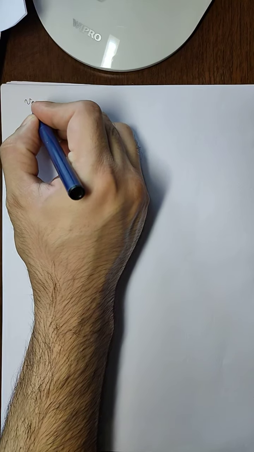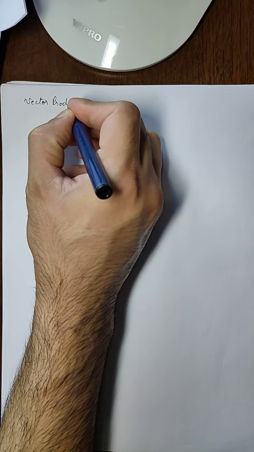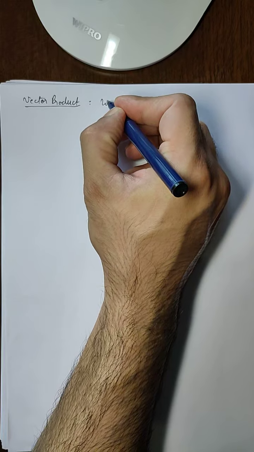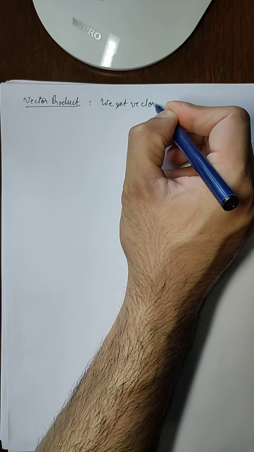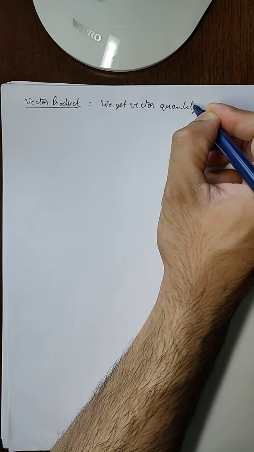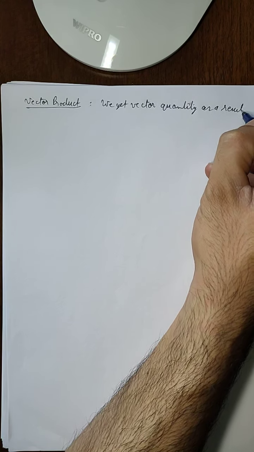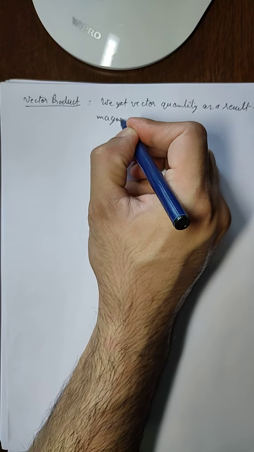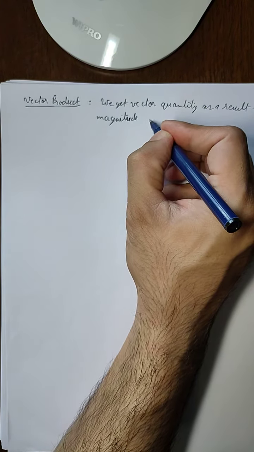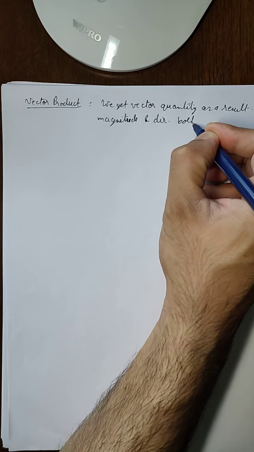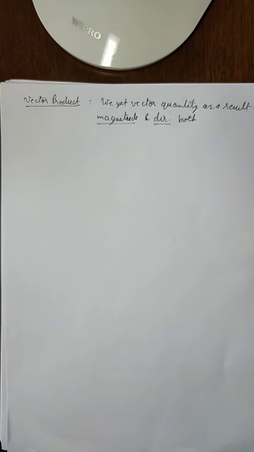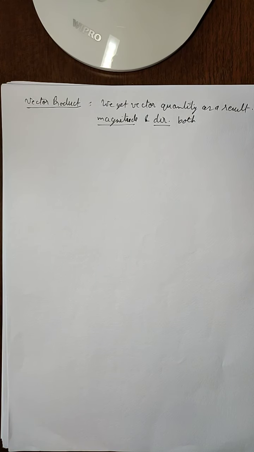So in the previous video we studied scalar product or dot product. In this video we are going to study vector product. Now in scalar product we got a scalar quantity as a result. In vector product we get a vector quantity as a result. That means whatever result we get will have magnitude and direction both. So we have to find both magnitude and direction to find the actual result of the vector product.